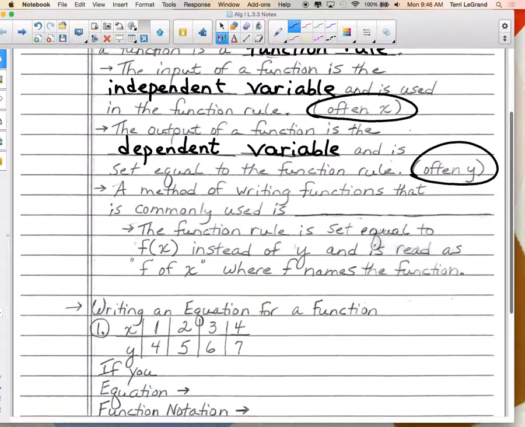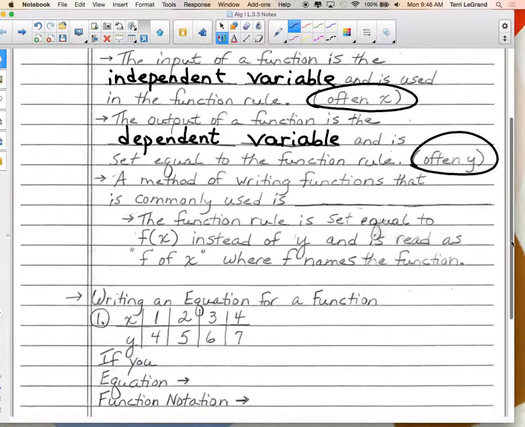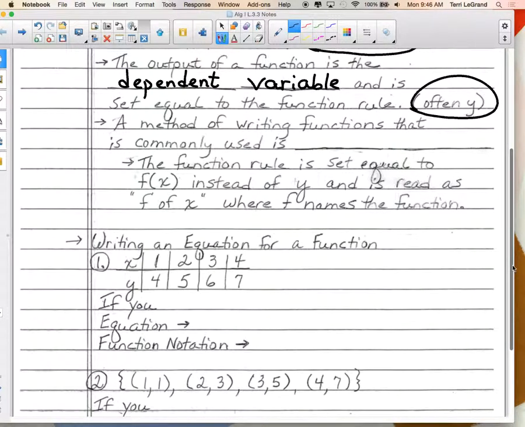Again, if we had the variables m and n being used in a function, we couldn't say that the dependent variable is y because y's are not being used. We have to figure out, is it the m or is it the n? And then a method of writing functions that is commonly used is function notation.